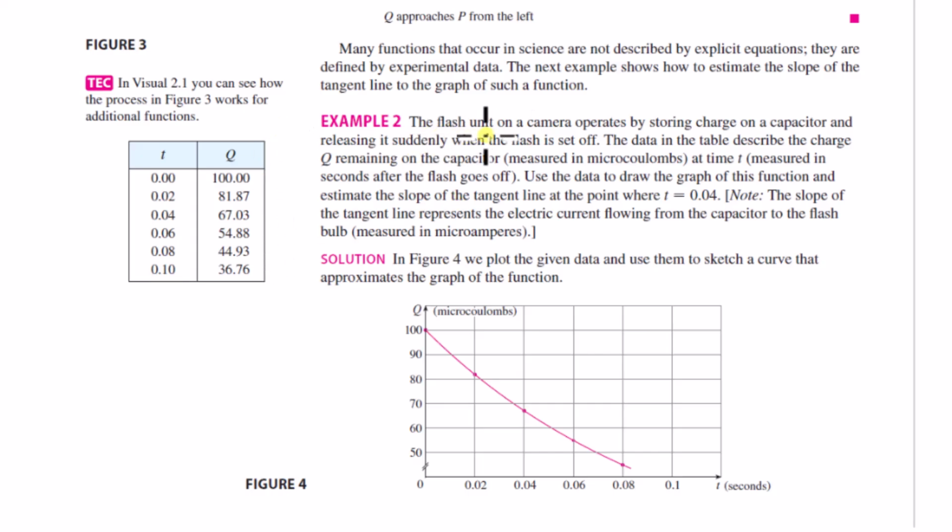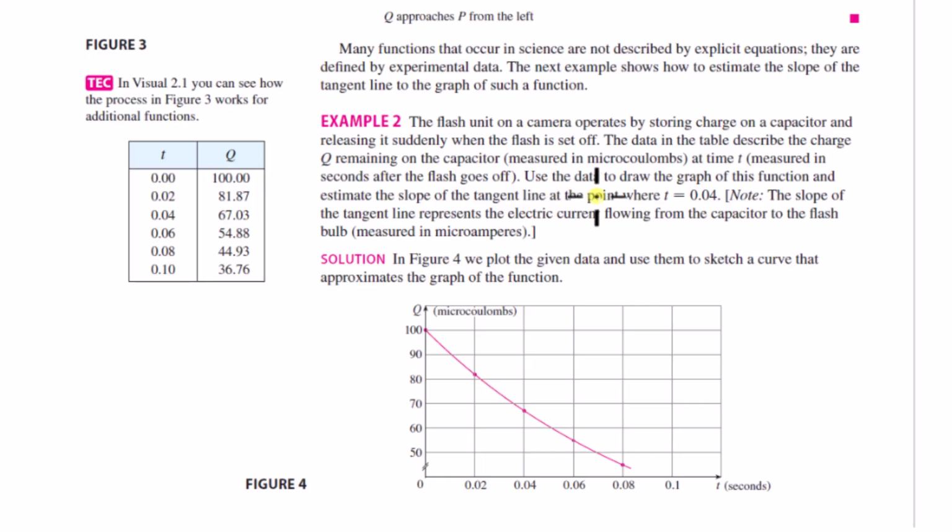So it says the flash unit on a camera operates by storing charge on a capacitor and releasing it suddenly when the flash is set off. The data in the table describe the charge Q remaining on the capacitor, measured in microcoulombs, at time t, measured in seconds after the flash goes off. So we're starting off with 100 microcoulombs at time 0, and then as the flash goes off, here's the time elapsed since the flash was initiated. So it's not much time, right? Overall, it's 0.1, a tenth of a second. And then here's the charge remaining in the capacitor at each of these times.